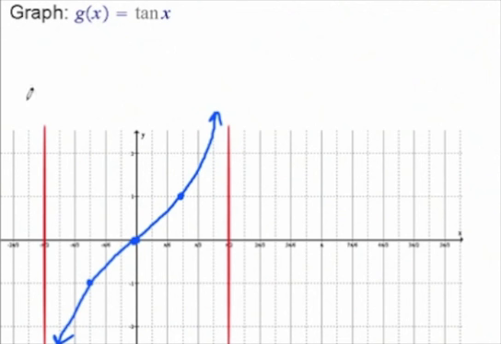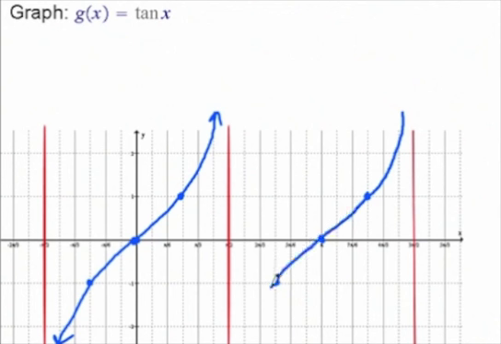Now, obviously it's going to continue on and repeat itself over and over again. And every pi over 2, it's either going to be 0 or it's going to be undefined. So it's also undefined at 3 pi over 2 over here. And it's going to be 0 at pi. So we're going to get a point here at pi. At the pi over 4 point, it's going to go up to 1. At the negative pi over 4 point, it's going to go back down to negative 1. And we just get a repeat of this graph.